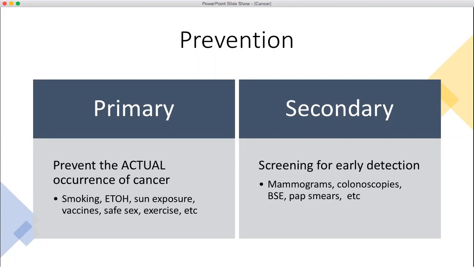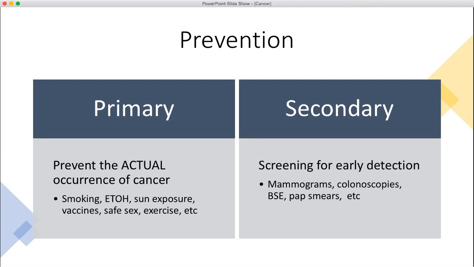Vaccinations, we have learned that we encourage the administration of the HPV vaccine to our young women because we've learned that HPV can lead to cervical cancer. And so if we vaccinate against this human papillomavirus and our women don't get the HPV, then they are less likely to develop cervical cancer. So that's another primary preventative thing. Safe sex, kind of along the same sort of lines there, right? We know that there are some diseases that can lead potentially to cancer.